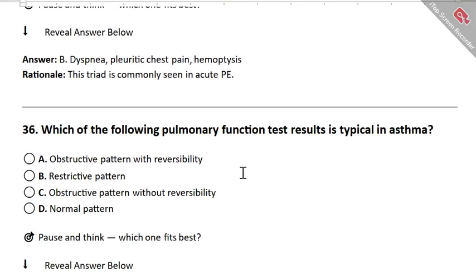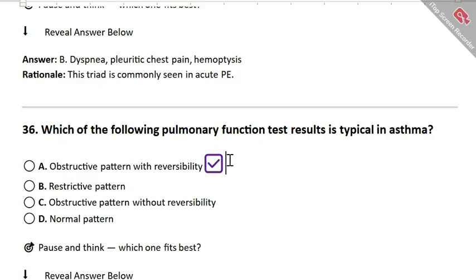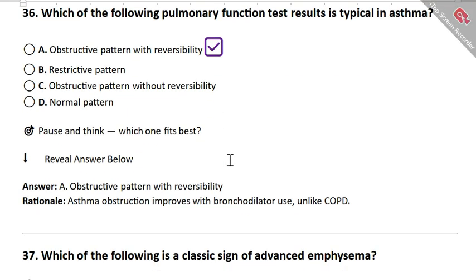Question number 36. Which of the following pulmonary function test result is typically seen in asthma? The correct option is option A, obstructive pattern with reversibility. Move to the next question.